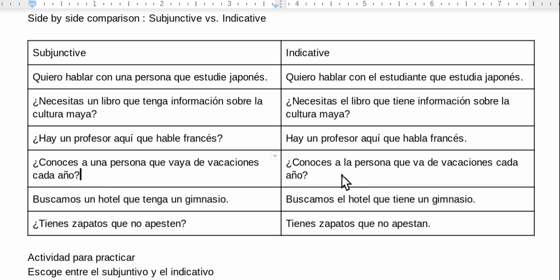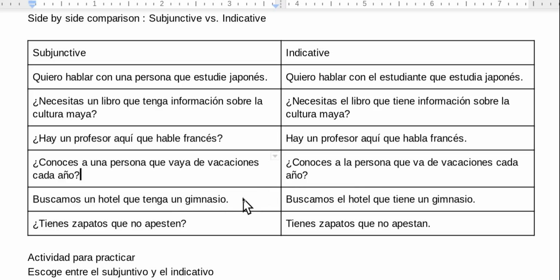Next, the question over here is, do you know the person? Notice instead of una, I used la. So do you know the person that goes on vacation each year? So I know this person. I just want to know if you know this person. So this person in my mind, he or she does exist. And that's why I'm using the indicative.